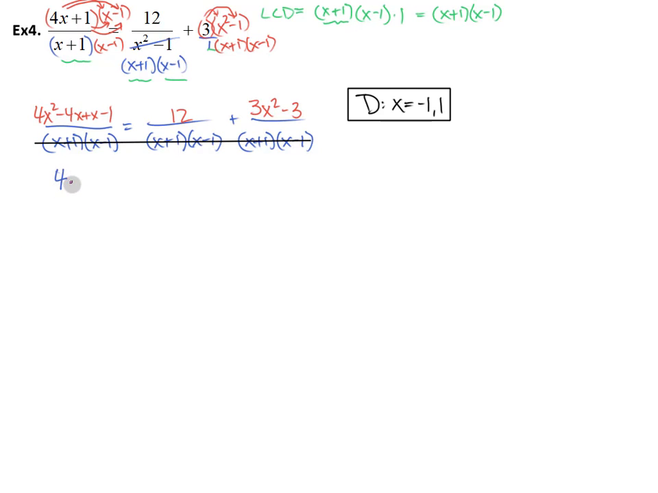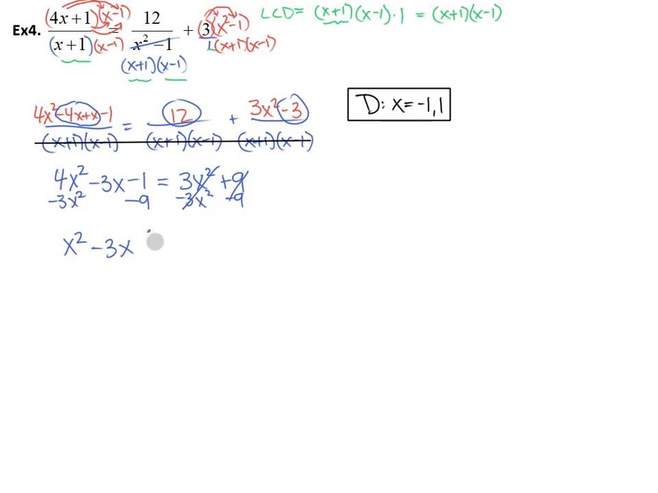So I'm just going to write this out, simplifying each side first. 4x squared, I'm going to go ahead and combine these x's here. Negative 4x and x makes negative 3x minus 1 equals, and I'm going to go ahead and also combine positive 12 and negative 3, which would make positive 9. Okay, so just combining the few like terms on each side. Now let's go ahead and move the 3x squared over, and let's move the 9 over to set our equation equal to 0. So we end up with x squared minus 3x minus 10 equals 0.